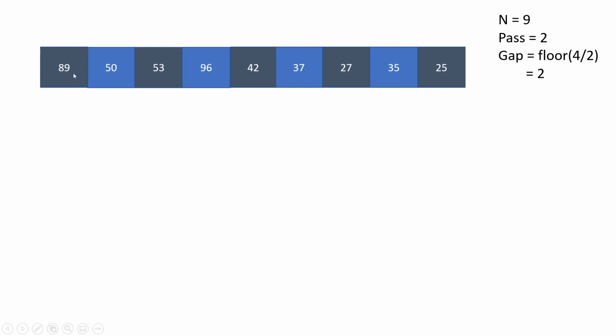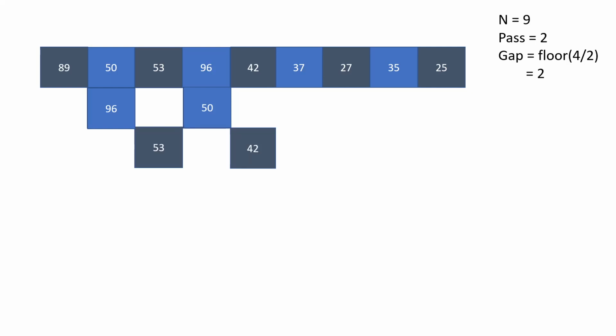First we'll compare 89 and 53. Since 89 is bigger, nothing will change. Next we'll compare 50 with 96. Since 96 is bigger than 50, 96 will be in front and 50 will be behind, so they switch position. Next we'll compare 53 and 42. 53 is bigger, nothing will change. And since 96 and 50 switched position, we'll compare 50 with 37 instead of 96 and 37.